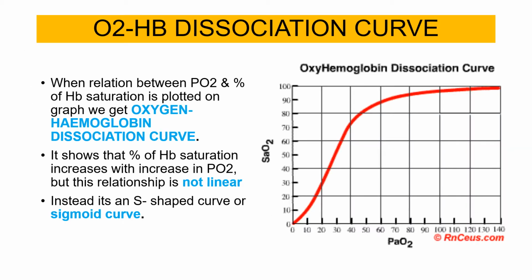Now coming to the oxygen hemoglobin dissociation curve. When the relation between PO2 and percentage of hemoglobin saturation is plotted on a graph, we get the oxygen hemoglobin dissociation curve. It shows that the percent of hemoglobin saturation increases with increase in PO2, but this relationship is not linear. Instead, it has an S shape, also known as a sigmoid curve.